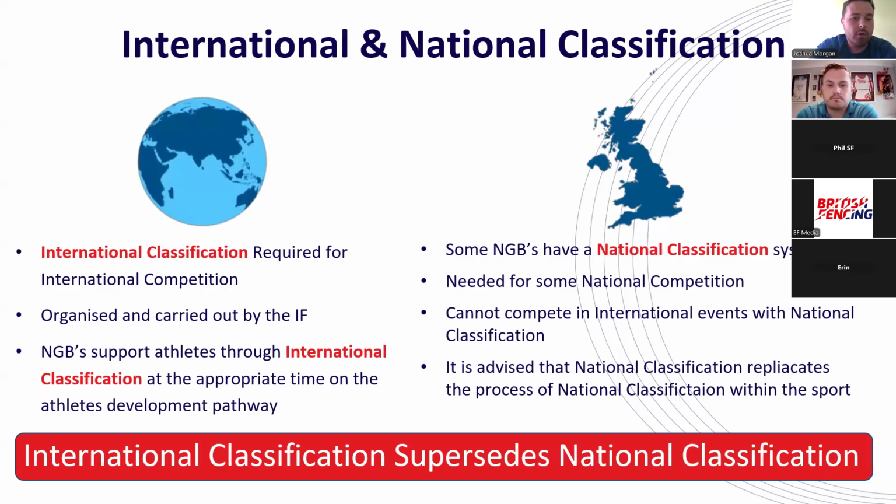And finally, on international and national classification, if an athlete gets awarded an international sport class, that will always supersede a national classification. So there are occasions where an athlete may be given one sport class at a national level, but a different one at international level. At that point, the international sport class will always supersede the national classification. And also, when competing at a national level, the international sport class must then be used.